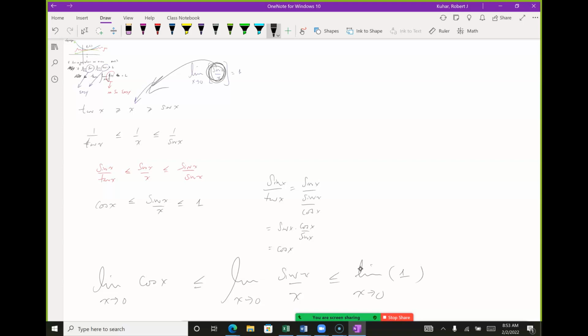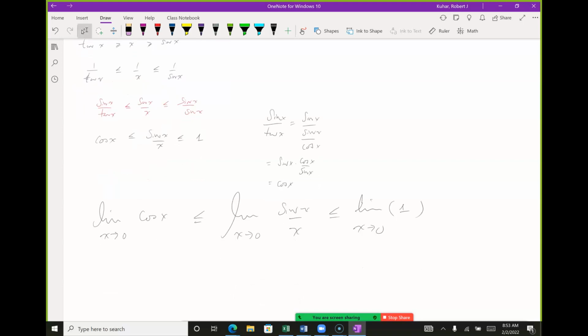What a waste of time that is. But what happens on the left side? Can I plug in on that limit on the left? Yes. Yeah, Marcus, thank you. It's cos of 0, right? Which is what? 1. 1, yeah.